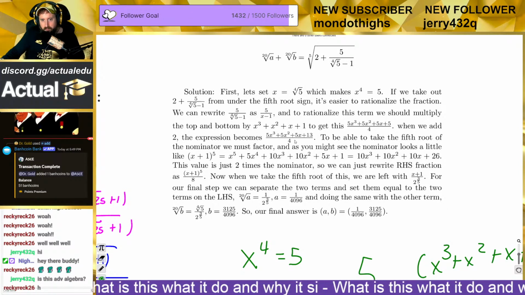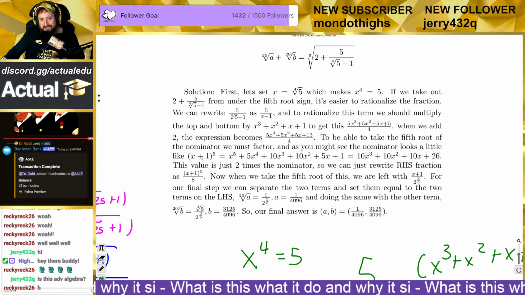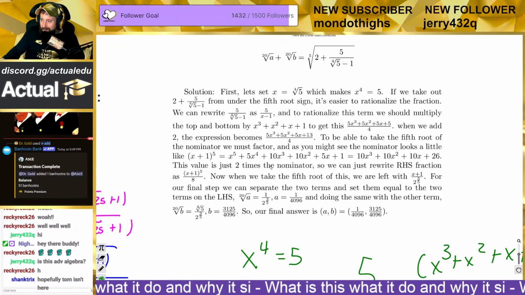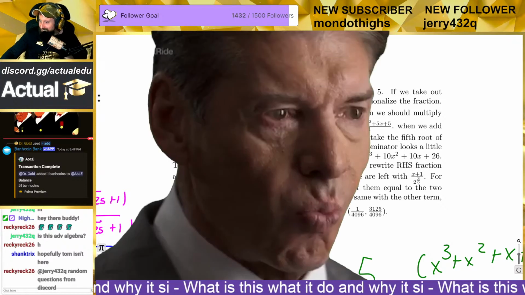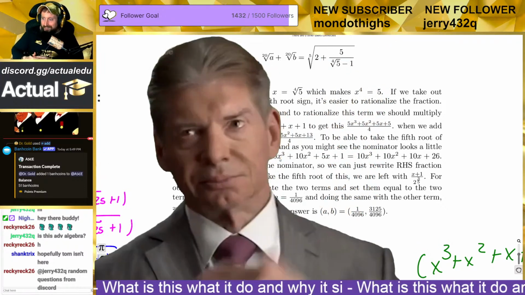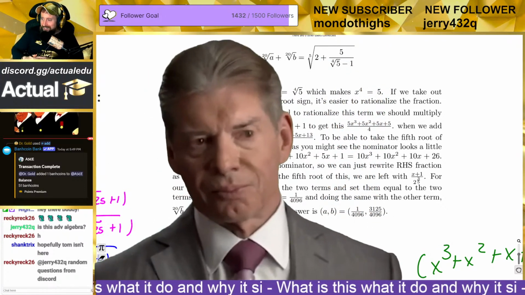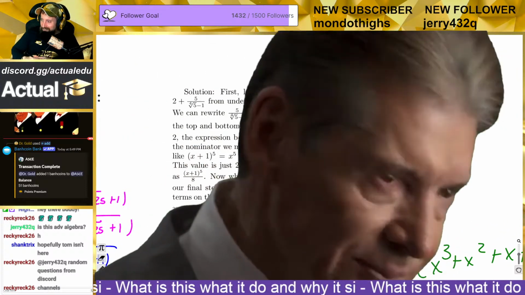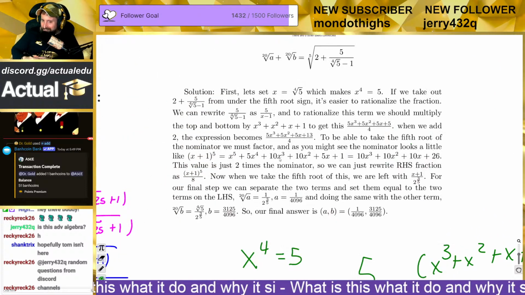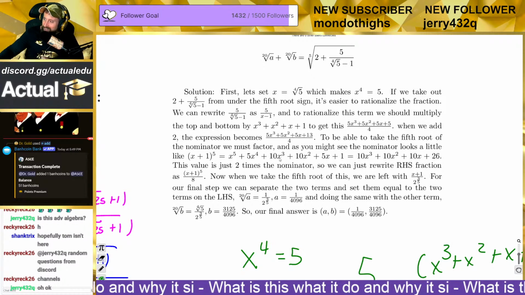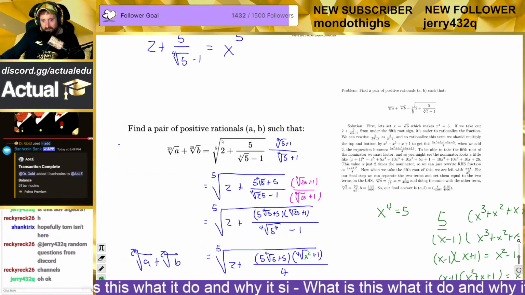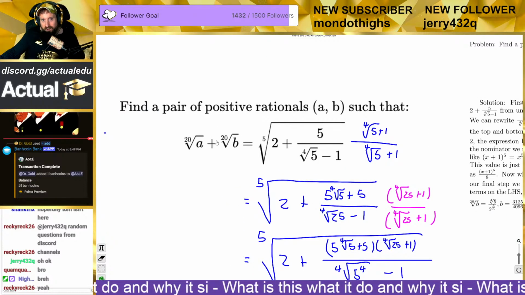To be able to take the 5th root of the denominator, we must factor. And they say this looks like x plus 1 to the 5th? No. No. Absolutely not. Oh my god. Jerry, this is apparently a high school math question. This is a question that this student got in their high school.